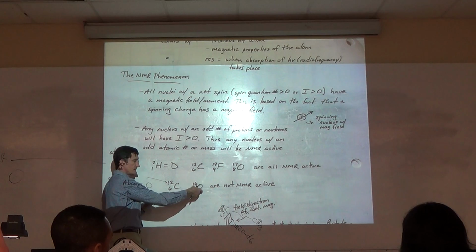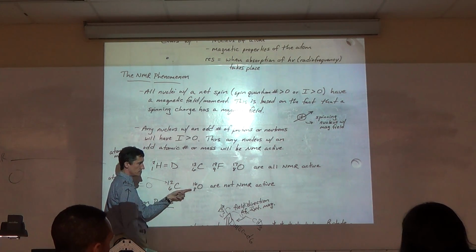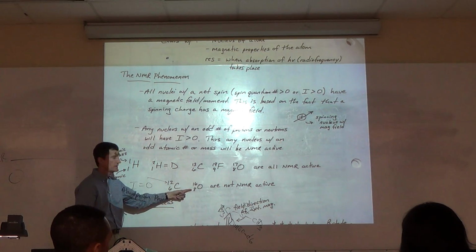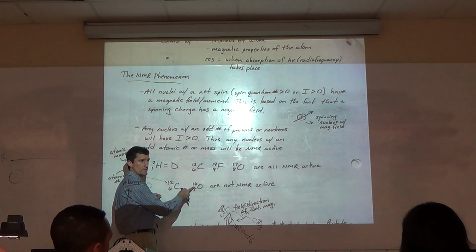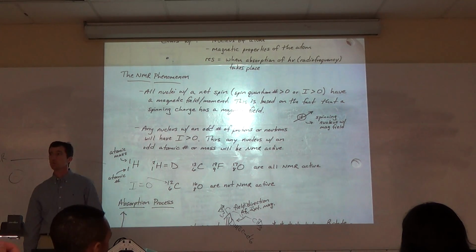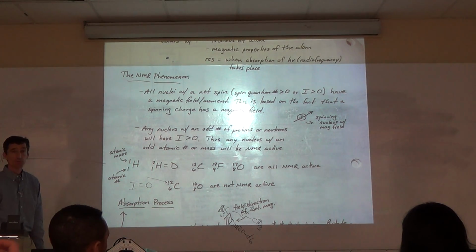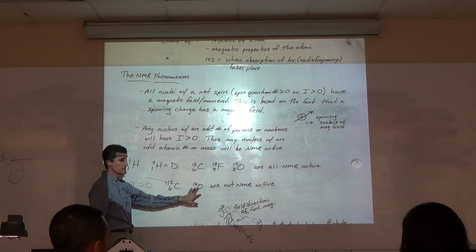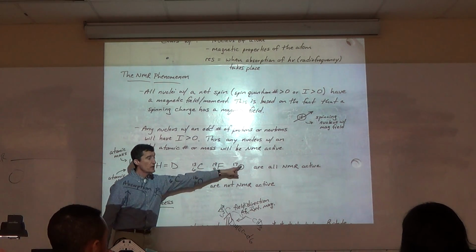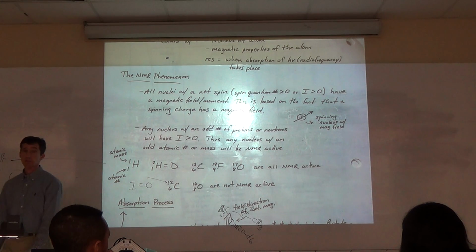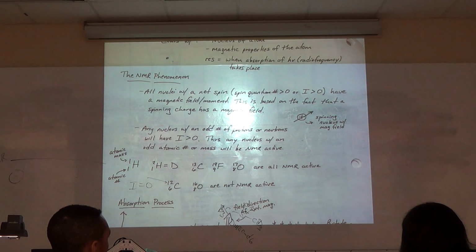What about oxygen-16, which is the most common? How many protons? 8 protons. And how many neutrons? 8. Sorry, both are even. Game over. You cannot do NMR on O16, but you can on O17, because how many neutrons does it have? 9. Okay? In the end, you can do NMR on just about anything on the periodic table, as long as you're doing the right isotopes.